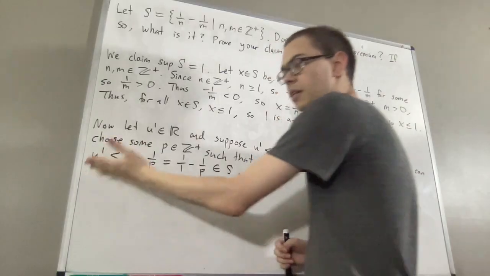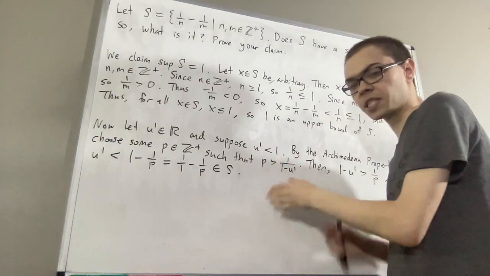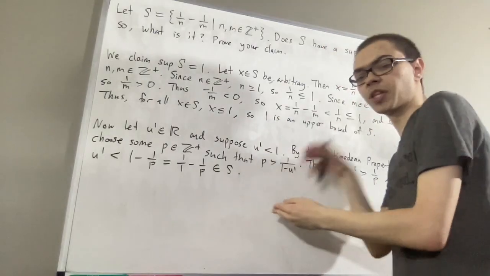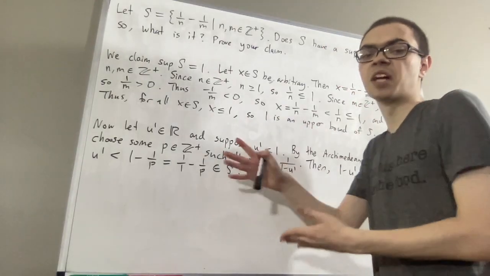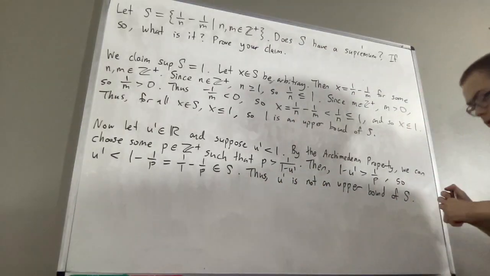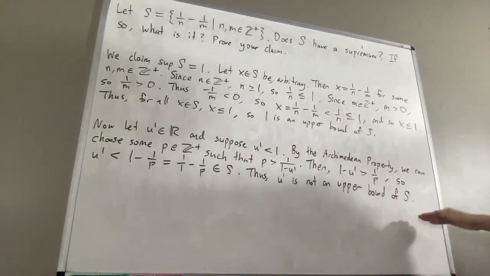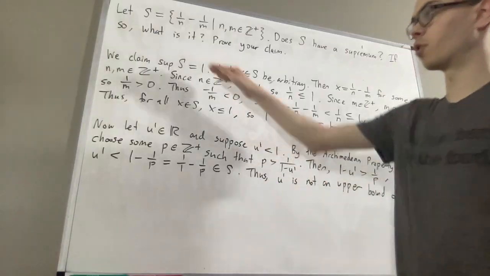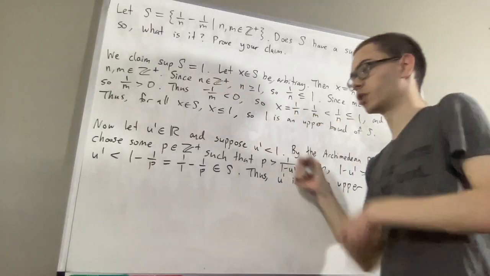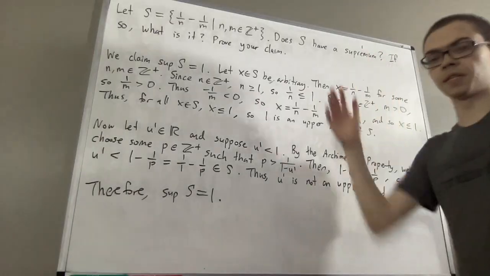Which means u prime is not an upper bound of S. Right? If u prime was an upper bound of S, u prime would be greater than or equal to every element of S. But no, u prime is strictly less than some element in S, which means u prime is not an upper bound of S. So this shows if u prime is any real number less than 1, then u prime is not an upper bound of S. And that was the second condition for 1 to be the supremum of S. So we're done. We've proven that the supremum of S is equal to 1. So that's it. That completes this example problem.